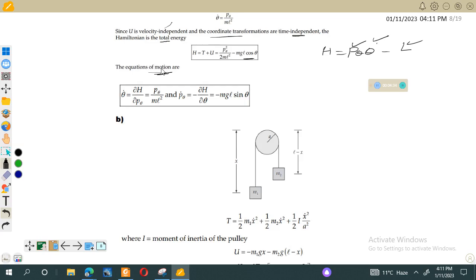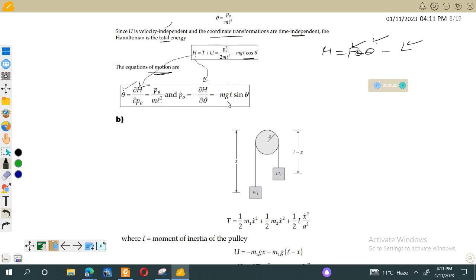Then the equations of motion are: theta dot is equal to partial H over partial p theta, and the second, p theta dot, is equal to minus partial H over partial theta. We have H, so we just plug this H into this equation and differentiate with respect to p theta. This will give us p theta over m L squared, which is theta dot. And the second, p theta dot, is equal to minus partial H over partial theta. Plug this H again into this equation and differentiate now with respect to theta.